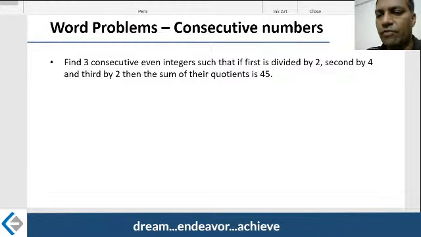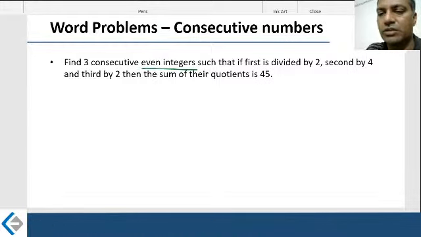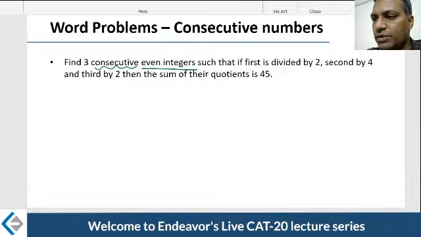Let's go here. Find three consecutive even integers. Of course, they're in AP, because the author is saying three consecutive even integers. They're in AP such that if the first is divided by 2, the second by 4, and the third by 2, then the sum of their quotients is going to be 45. That is what the author is trying to say.